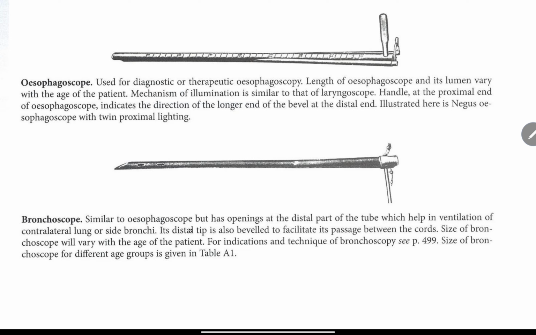Bronchoscope is similar to esophagoscope but has openings at the distal end part of the tube which help in ventilation of the contralateral lung or side bronchi. Its distal tip is also beveled to facilitate its passage between the cords. Size of bronchoscope will vary with the age of the patient. For indications and techniques of bronchoscopy, see page 499. Size of bronchoscope for different age groups is given in table A1.